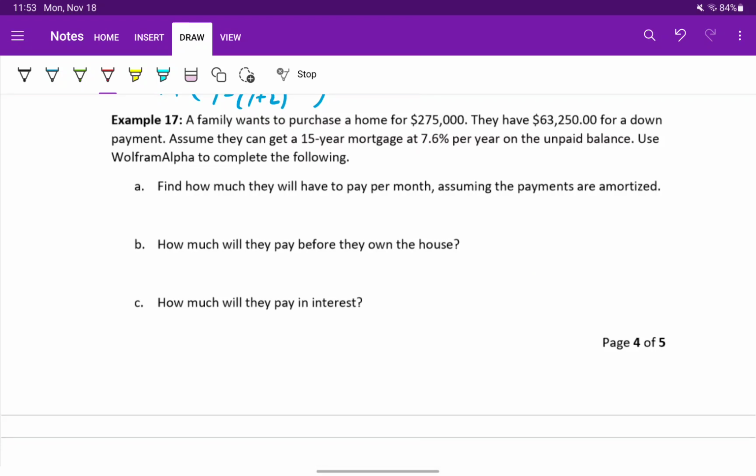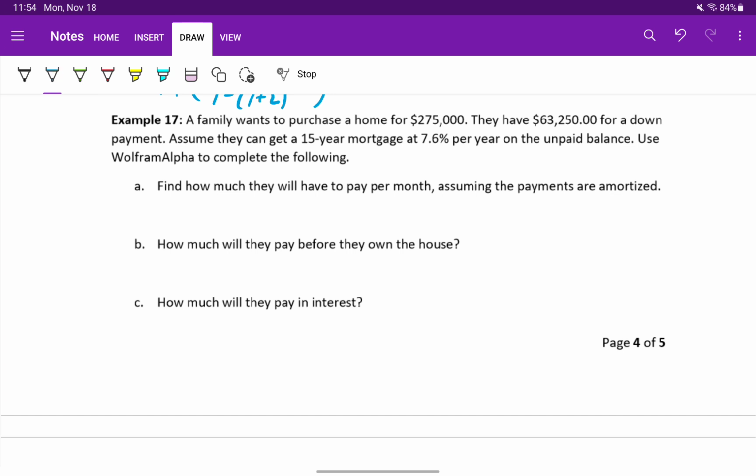We're going to look at this in the context of a family purchasing a home for $275,000. They have $63,250 for a down payment. Assuming they can get a 15-year mortgage at 7.6% interest per year on the unpaid balance, we want to use Wolfram Alpha to find the following. So first, how much will they have to pay per month, assuming the payments are amortized?